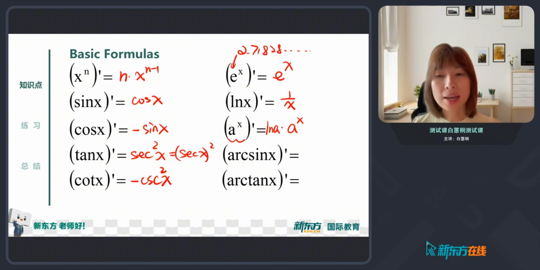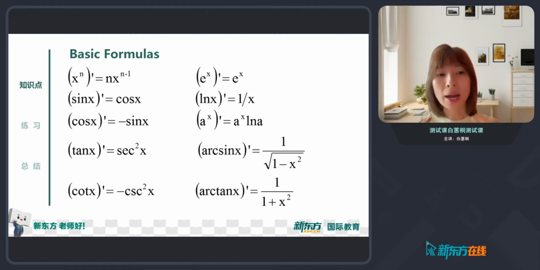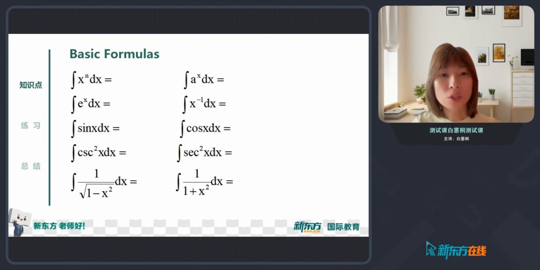And then the derivative of arc sine x is going to be 1 over the square root of 1 minus x squared. And then the derivative of arc tangent x is going to be 1 over 1 plus x squared. So these are very important formulas about how to differentiate, okay? So now let's talk about how to anti-differentiate. When you look at something like this, we have to think about which function is going to have a derivative like this, right? So we have to think about that in the opposite way.